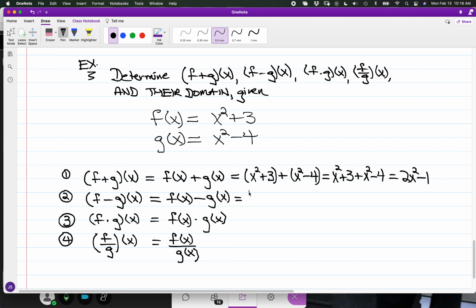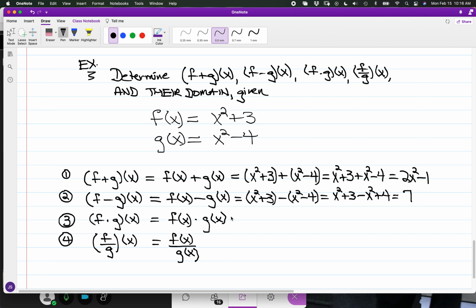Now for f minus g of x, we're looking at the difference between x squared plus 3 and x squared minus 4. Removing the parentheses, I have x squared plus 3 minus x squared plus 4. There's a sign change thanks to the subtraction in front of the g of x, so you have negative x squared and plus 4. Notice the x squared terms go out, so left standing is a constant, which is 7.